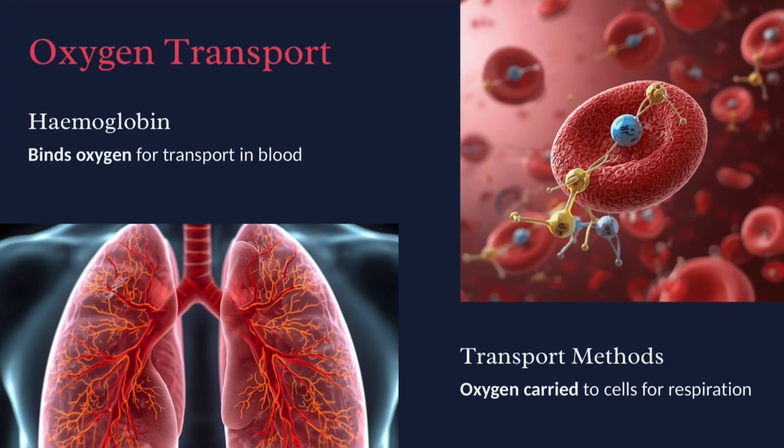Oxygen is transported in the blood by hemoglobin present in red blood cells. This oxygen is delivered to body cells where it is used for respiration.